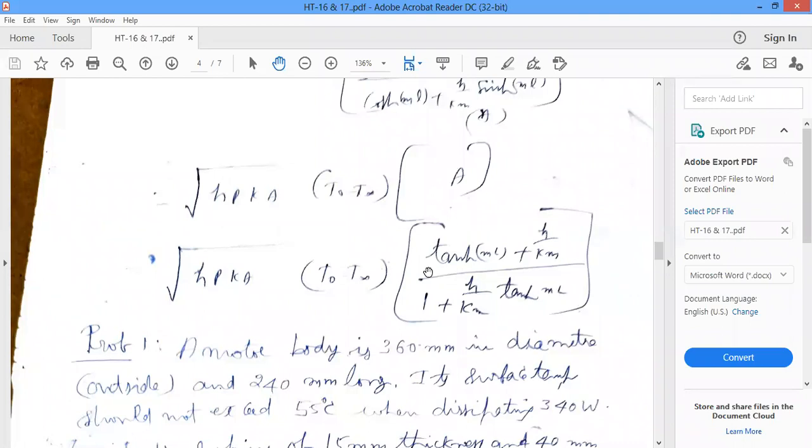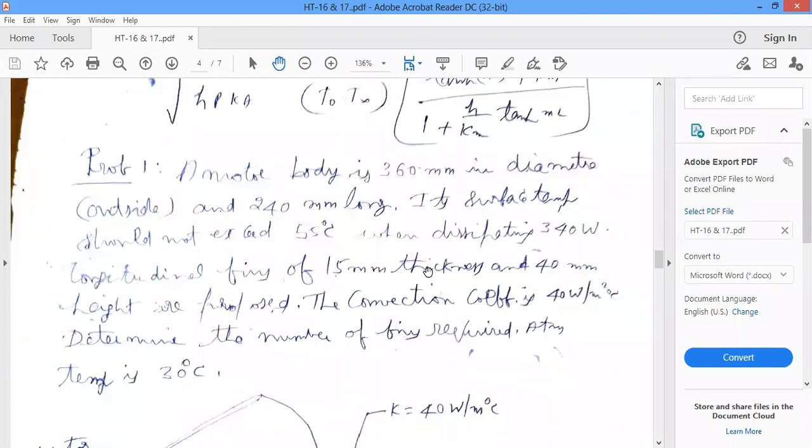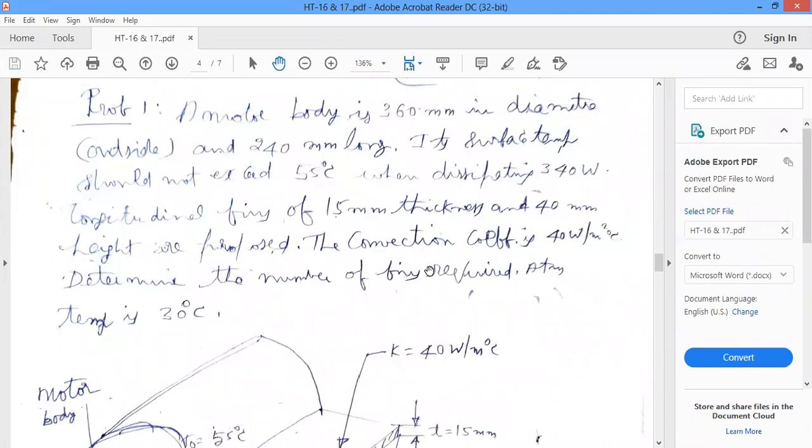Now we'll solve problems on this short fin.